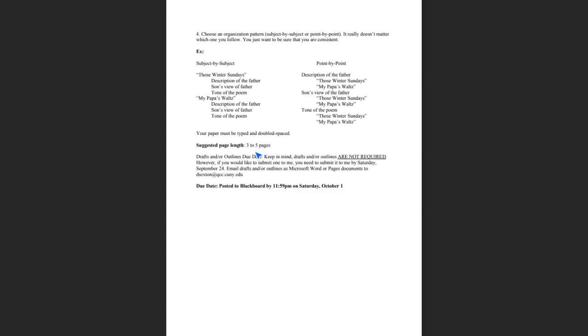Your paper must be typed in double space. The suggested page length for your paper is 3 to 5 pages. Pay attention here: this is suggested. There's not a required page length for the papers in this class. I would prefer for you to make sure that you are covering everything that you need to cover in the paper and not force a page limit on you.